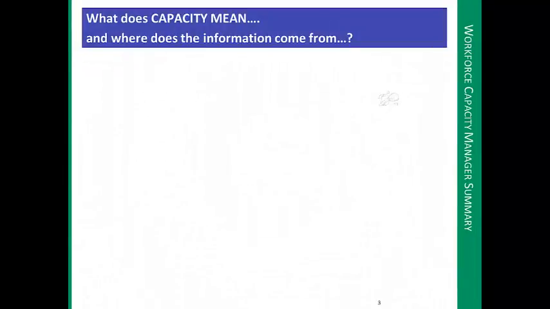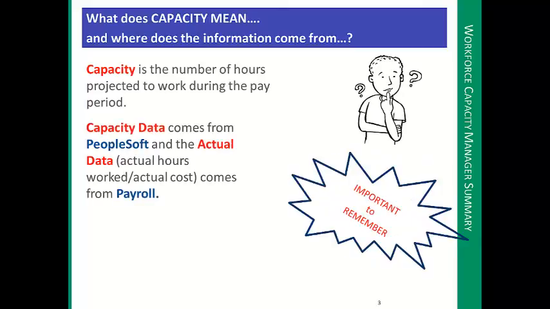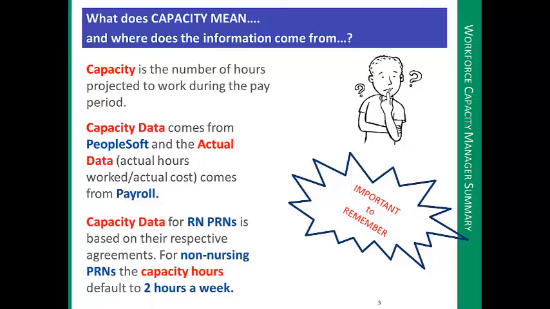Capacity is a number of hours projected to work during a pay period. Capacity data comes from PeopleSoft, and the actual data comes from payroll. Capacity data for RN PRNs is based on their respective agreements. For non-nursing PRNs, the capacity hours default to 2 hours a week.